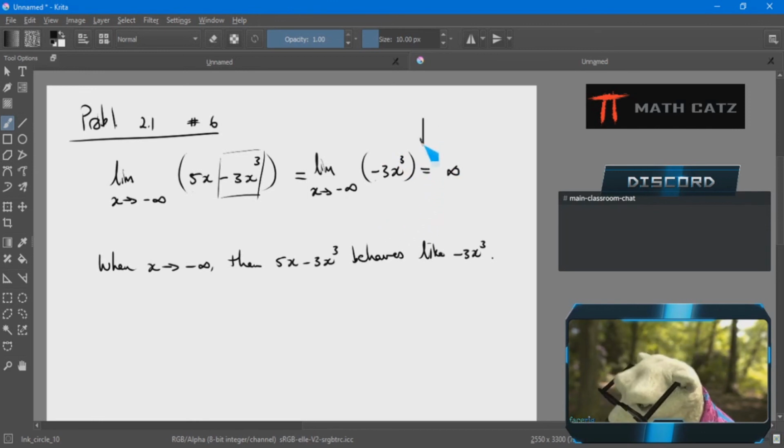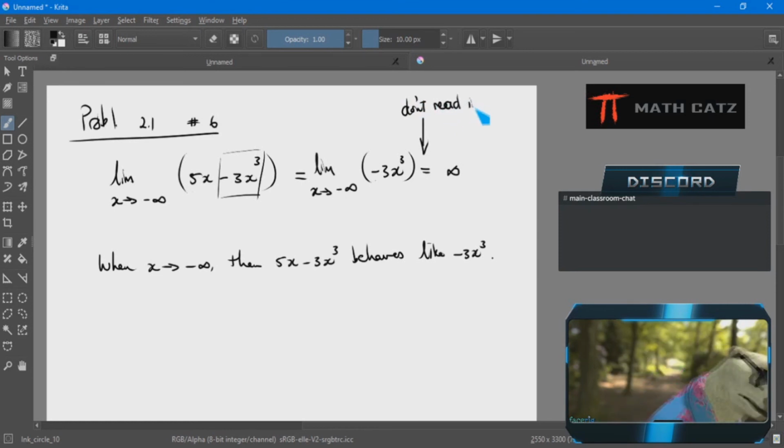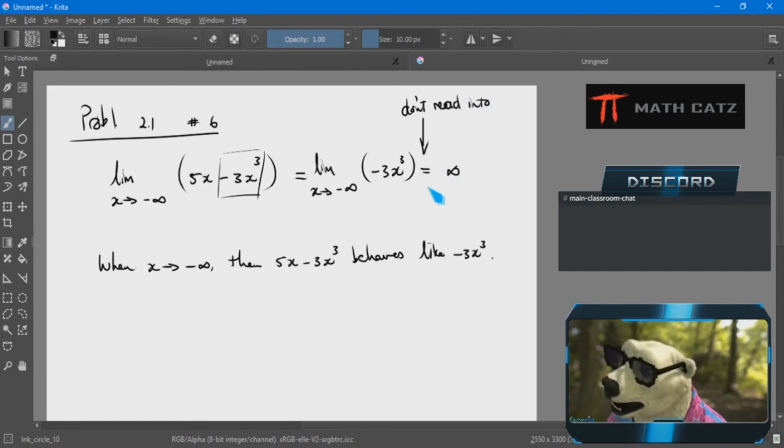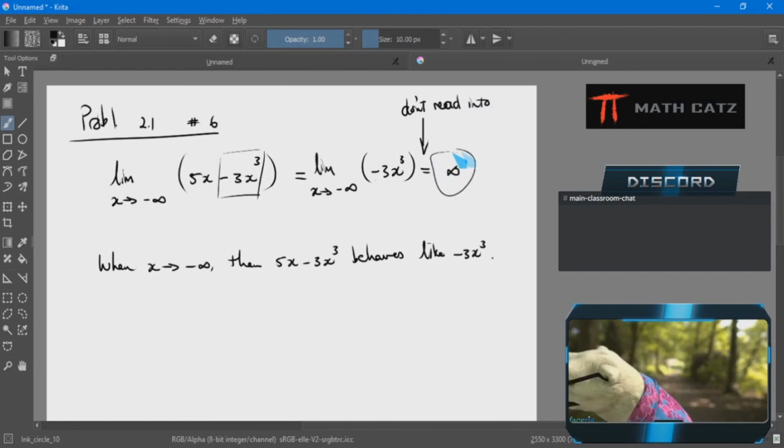Now, I write an equal here. Don't read too much into this equal. Don't read into this equal sign. That does not mean the limit exists. It's all about what my answer is. It's just a verb in the sentence. If we say the behavior of negative 3x cubed is infinity, then that equal sign is just taking the place of a verb. It doesn't mean this is equal to a number.